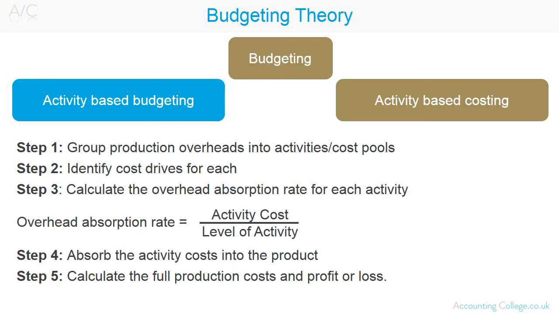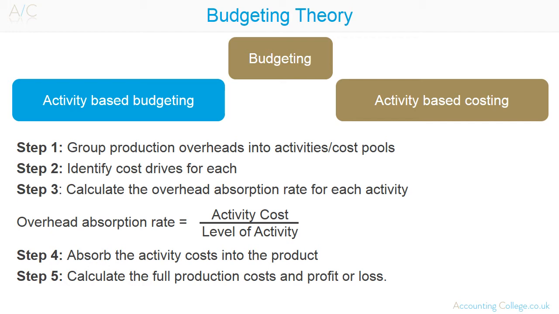It recognizes that not all overhead costs are related to production and sales volumes. It can be applied to all overhead costs, not just the overhead costs of production. And activity-based costing can be used just as easily with service costing as with product costing.